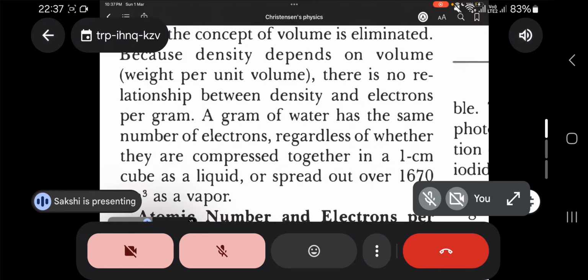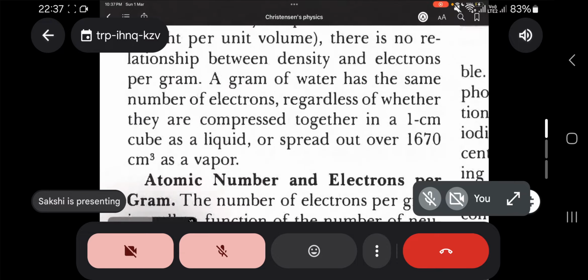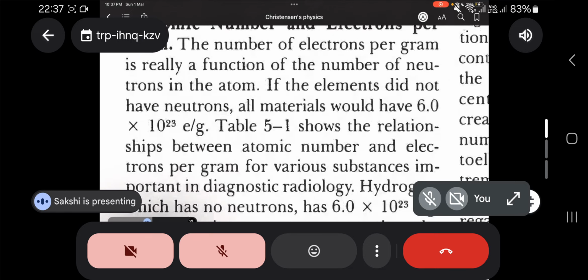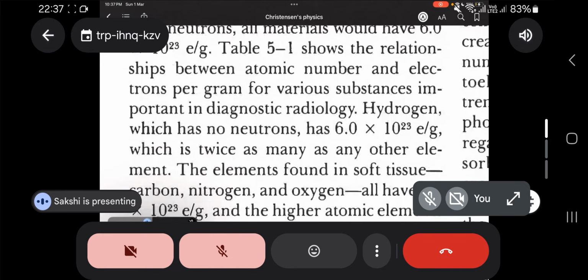Okay, so this question also you have written, no? Next is atomic number and electrons per gram. What about this? The number of electrons per gram is really a function of the number of neutrons in the atom. Neutrons means what? One is proton, another is neutron. They are saying that the number of electrons per gram will be a function of the number of neutrons in the atom. So suppose there is an element which is not having any neutrons. Not important, leave it.